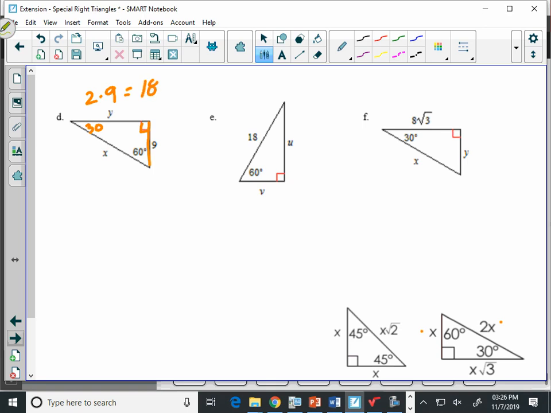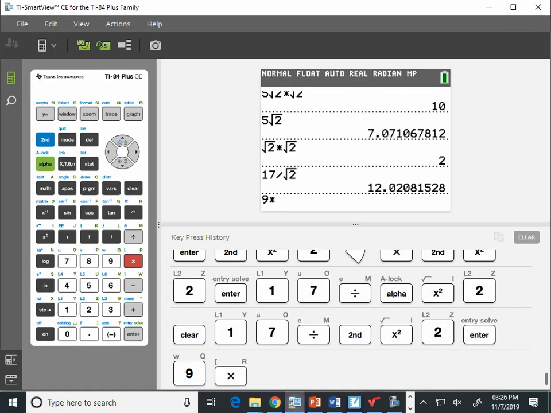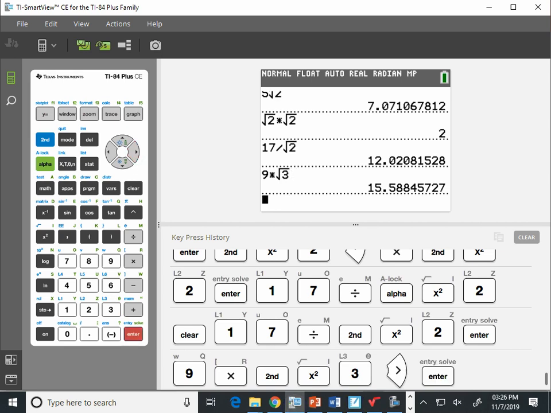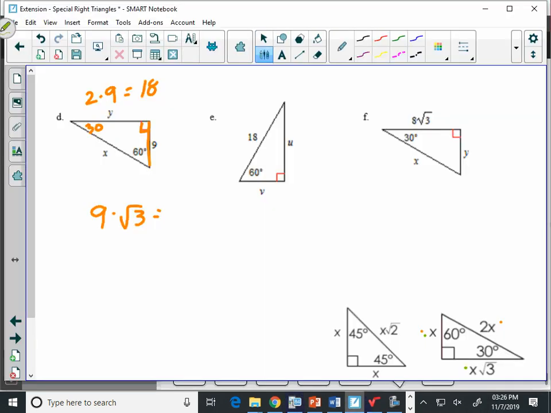Then when I'm going from short leg to long leg, I multiply it by radical 3. So I just do 9 times radical 3. We do that in our calculator. 9 times radical 3 gives me 15.6. So x is 18, our hypotenuse, and y is 15.6, our long leg.